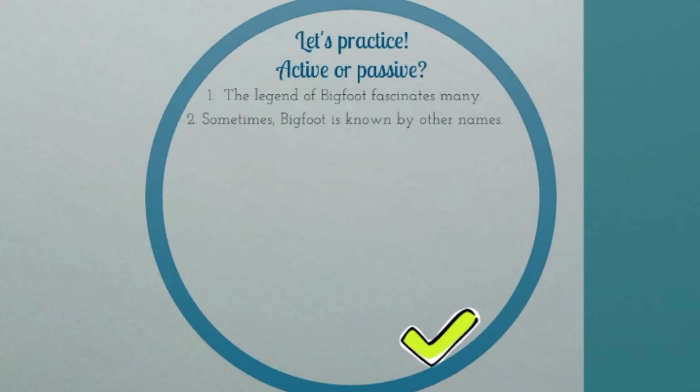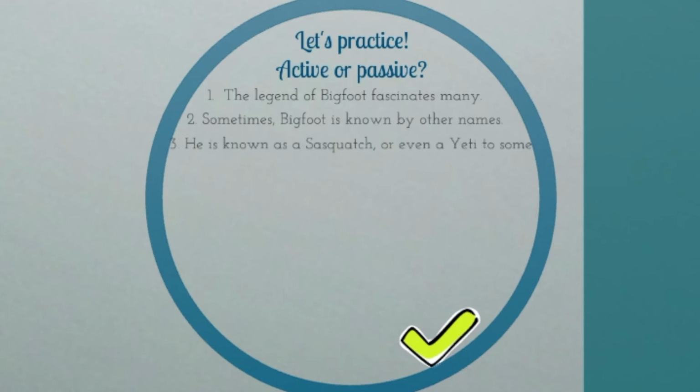Number 2: Sometimes Bigfoot is known by other names. Look for the subject, Bigfoot. Look for the verb, is known. Is Bigfoot knowing someone, or is he being known? Here, he's receiving the action. Notice we also have two verbs working together, is known. This is an example of passive voice.